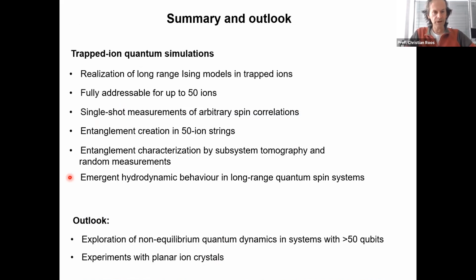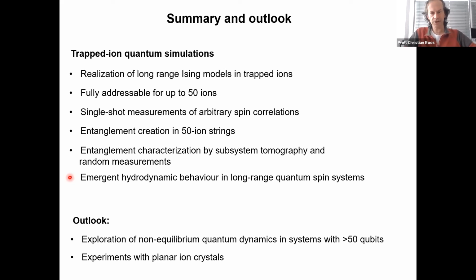And with that, I'm at the end of my talk, so I hope that you got an idea of how we can realize these long-range Ising models in trapped ions. We now have strings of 50 ions that can be addressed, and where we can measure arbitrary spin correlations using single-shot measurements, and create entanglement in 50-ion strings and characterize this entanglement in subsystems.